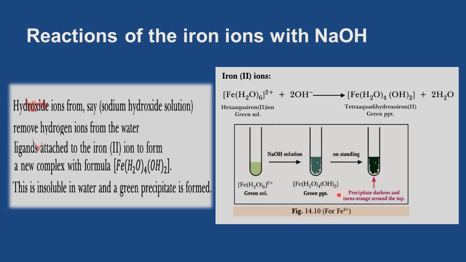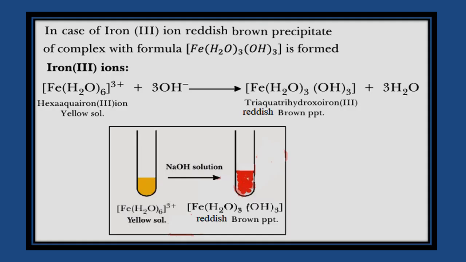The precipitates darken and turn orange around the top. So this is going to indicate that iron on standing is going to change its oxidation state. But students, if we are having iron 3 ions in the solution, then the precipitates that are going to be obtained are reddish brown precipitates instead of green precipitates. So in case of iron 2, we obtain green precipitates, but for iron 3 ions, reddish brown precipitates are going to be formed.